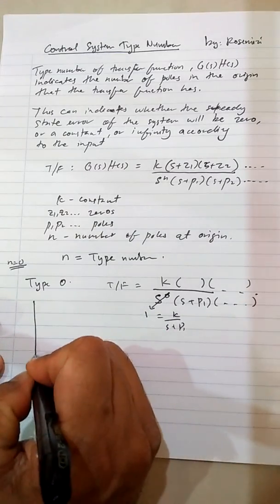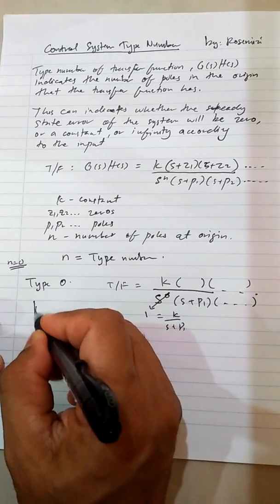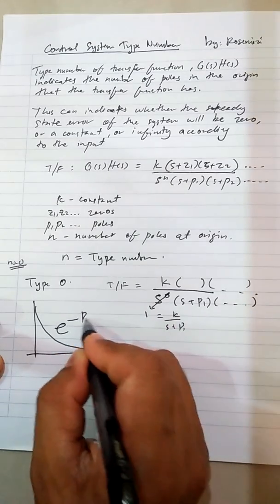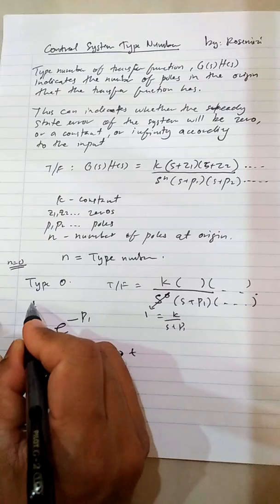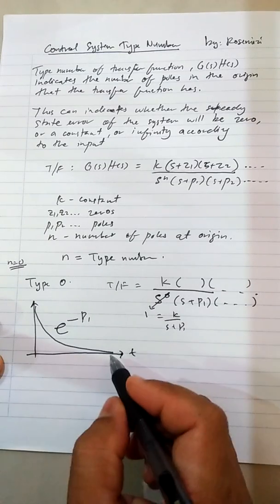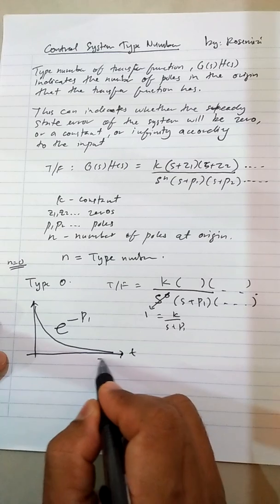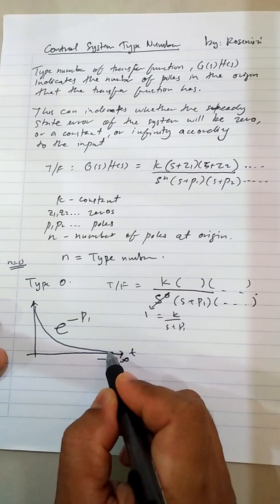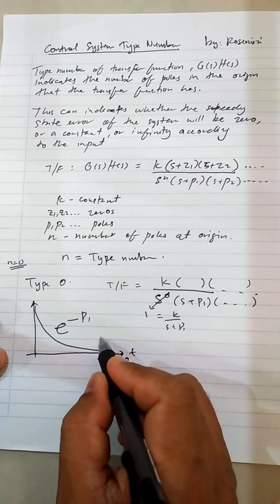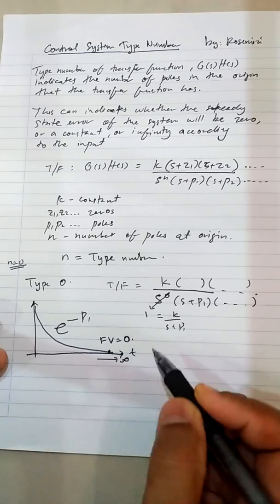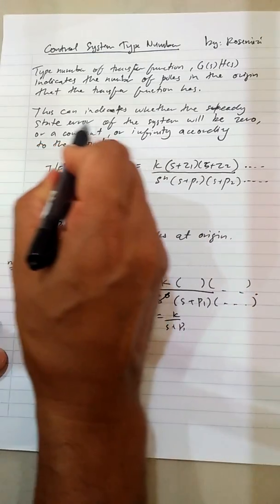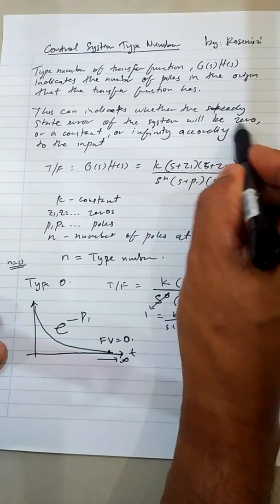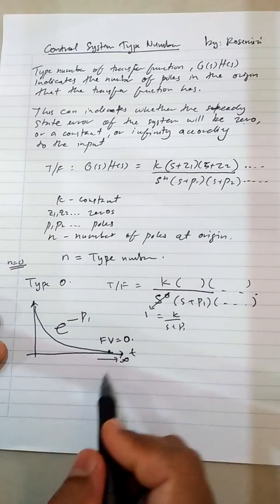So graphically it will be like this: e^(-P1 t). When t is approaching infinity, our output will approach 0. So the final value is equal to 0, so the steady state error will become 0. This one is graphical.